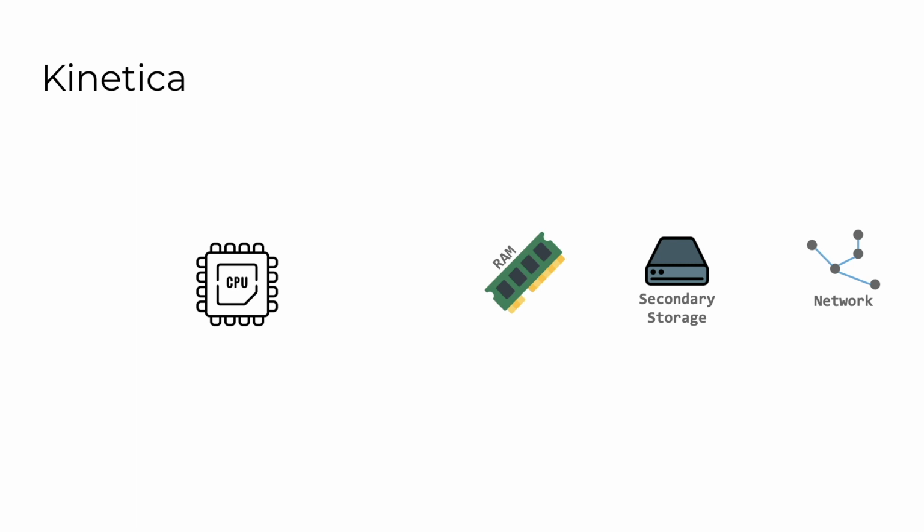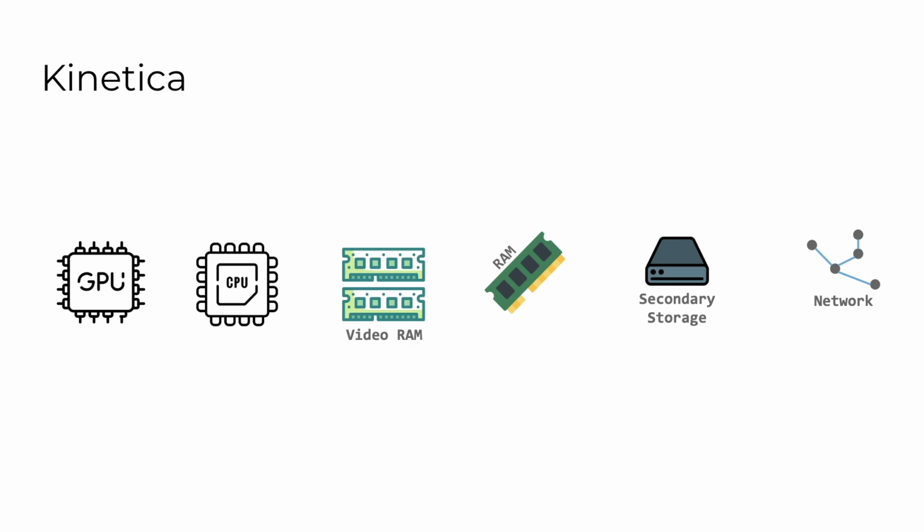Kinetica adds two additional components to the list of hardware found in a traditional distributed system: the GPU and the video RAM, or VRAM in short. In terms of speed, the GPU is the fastest of all the components, while the VRAM is faster than the RAM. The GPU, or the graphical processing unit, is designed to perform lots and lots of similar computations in parallel, usually for rendering graphics. We will explore the features of a GPU and its application to data processing in more detail in a later video.